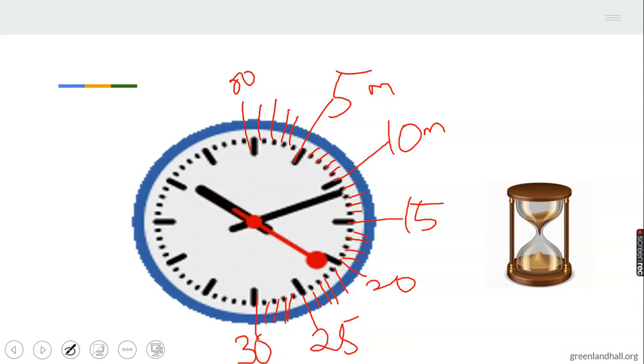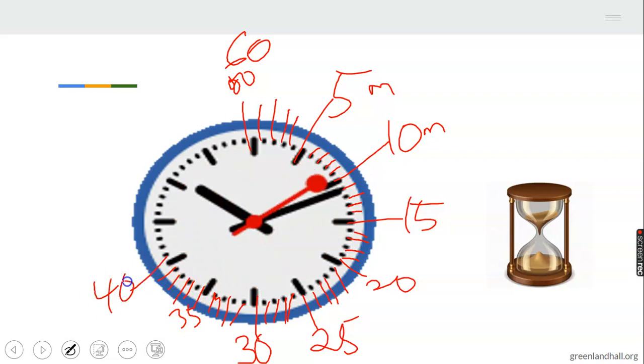That's half of 60, because 60 minutes make 1 hour. So half of 60 is 30. We just continue that way. We are going to get to that 60. This is 30, 31, 32, 33, 34. This is 35, 36, 37, 38, 39. This is what? 40 minutes.